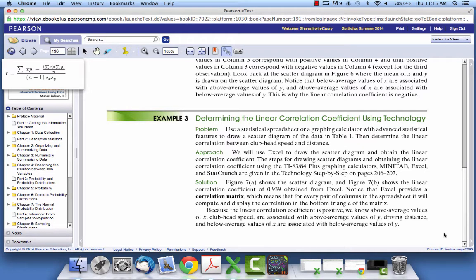Okay, correlation matrix. Excel provides a correlation matrix, which is not what we're going to use, but it's in the R part. So the correlation matrix gives, for every pair of columns, the correlation in the bottom triangle of the matrix.